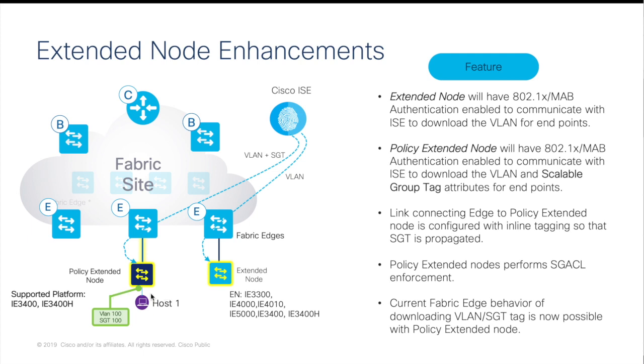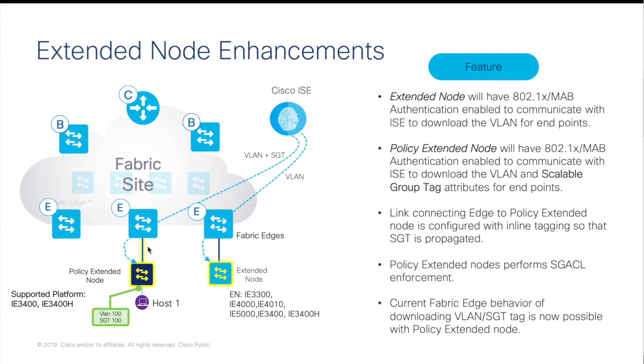And how does this work? Well, again, with MAB and 802.1X, endpoints can authenticate with ISE, and ISE can assign them into the right VLAN, but also assign them a scalable group tag or an SGT. And this assignment comes back to the policy extended node, and as soon as that node knows it's got that new SGT to protect, it'll make a request to ISE to download policy to protect that SGT. So policy sits within the policy extended node and does SGT enforcement.